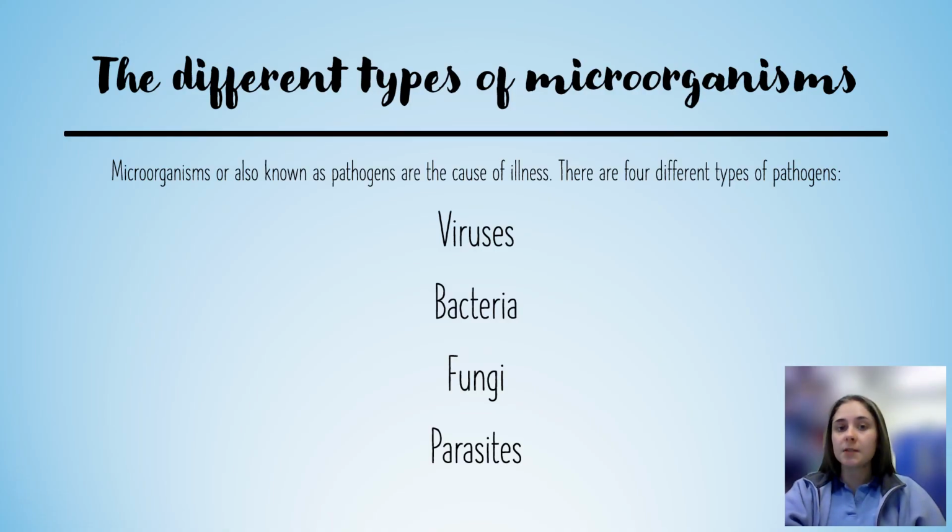So firstly, I want to begin talking about the different types of microorganisms. Microorganisms are also known as pathogens, and they can be the cause of illnesses. And here we have 4 different microorganisms up on the screen. So firstly, I will begin with viruses. Viruses are the smallest microorganism.